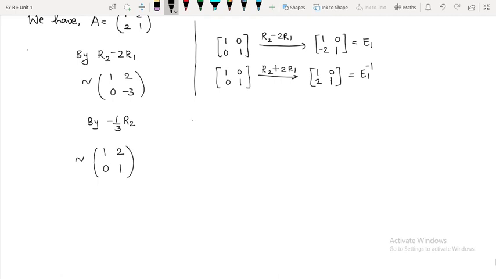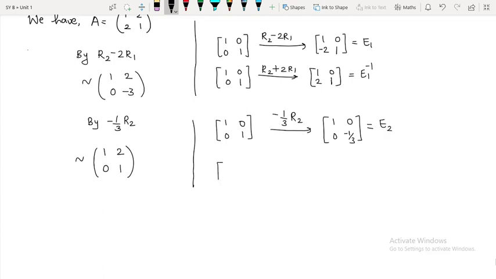So let us find E2 now. In order to find E2, we will perform the operation on identity matrix only. And what will be the operation in this case? Minus 1 upon 3 R2. So which matrix will we get? So 1 0 0 minus 1 upon 3, and this is nothing but our E2.